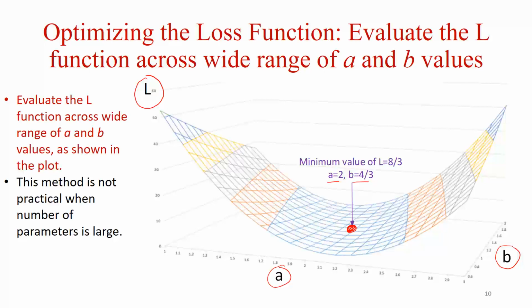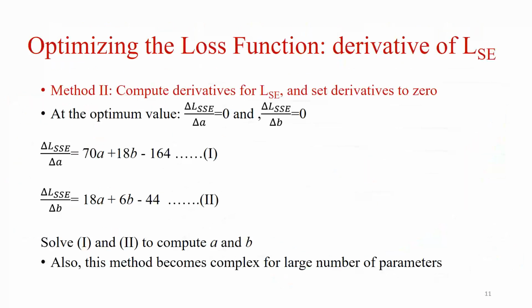Clearly, this is a method that depends on plotting the values and looking, sometimes visually, for where the minimum is. And clearly you can tell that this method will not be practical if you have, let's say, thousands of parameters. But it's still a method if you want to use it for a small number of parameters.